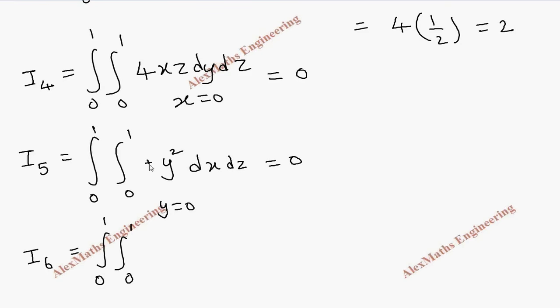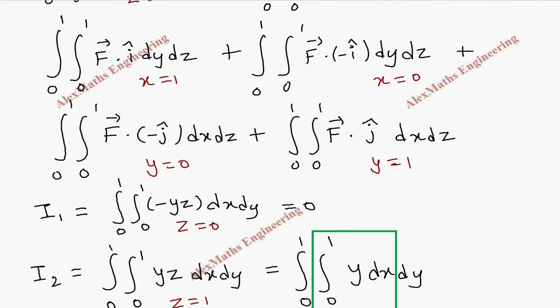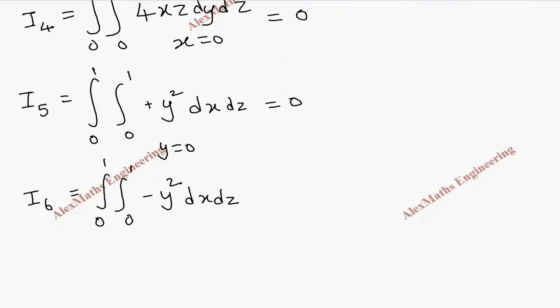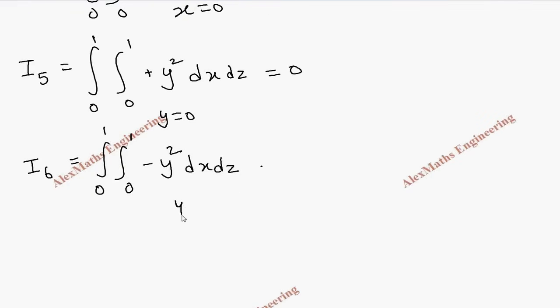Actually, in the previous case it will become plus, and now this will become minus y square into dx dz. So here it is dx and dz. Last is y is 1. So here the value of the equation, that is the surface equation, is y is equal to 1. So when we substitute y as 1, this becomes minus 1, because y square in this place we substitute 1, but minus is outside, and we are left with dx dz.